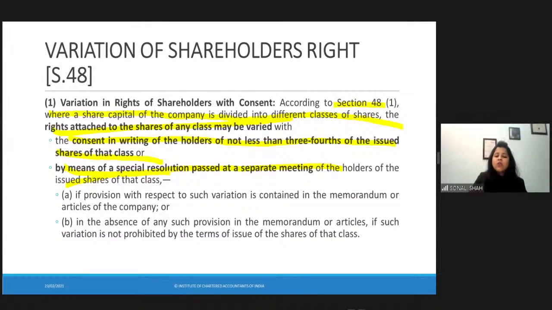So coming to the variation in rights of shareholders, 2 points we need to understand. How can the rights of shareholders be varied? By receiving a consent in writing from 3/4 of the issued shares of that class, or by means of passing a special resolution at a separate meeting. But this can be done only when there is an authority. The authority either has to be available in the memorandum or articles of association. Where the memorandum or articles are silent on the authority, the terms and conditions of the issue of shares should not prohibit the variation in the rights.